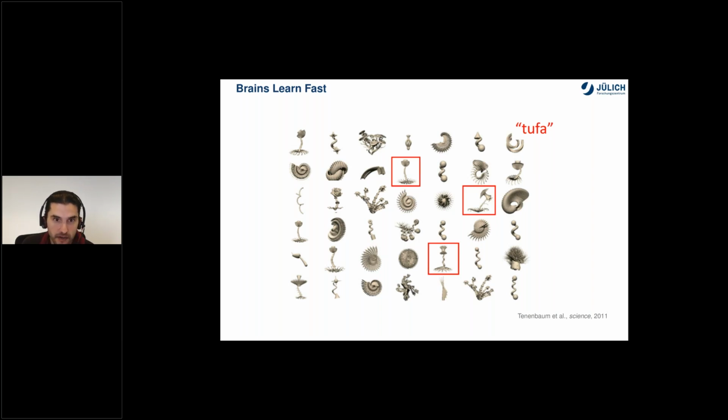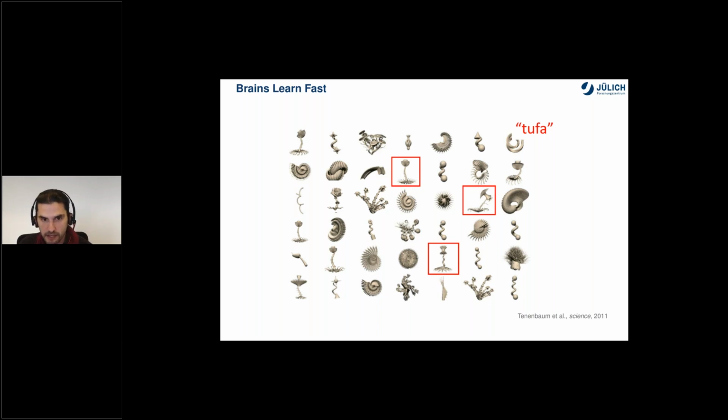You might have seen this figure if you're in the neuroscience community. If you see these figures in these red boxes, which are arbitrarily called tufas, you have no problem finding the other tufas in this figure, even though you may have never seen these objects before. So we learn extremely quickly to generalize. Of course, this is possible thanks to our baggage of knowledge that we have prior to seeing this problem and these new objects.